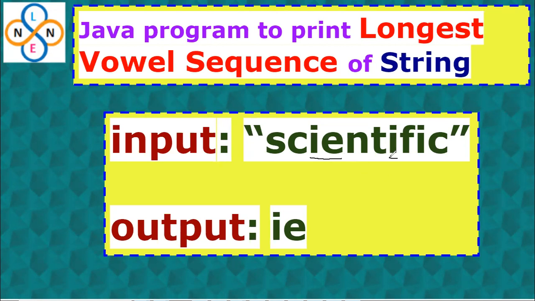Then here I is the only one vowel. Because before it is T and after is F, which are not vowels. So I is alone as a vowel here. Then one more I as a vowel alone. Then which is the longest vowel sequence? IE. So that should be the output.